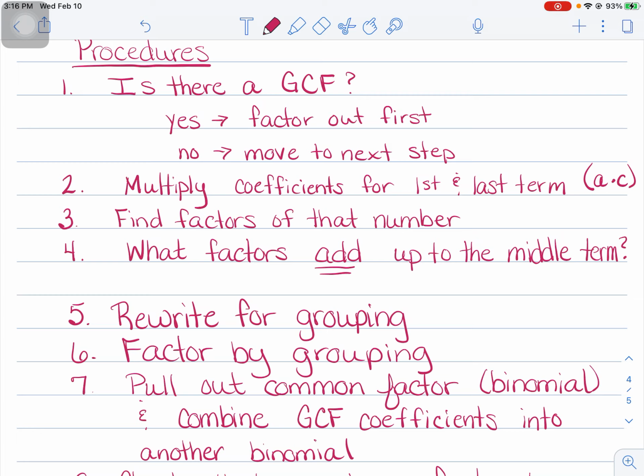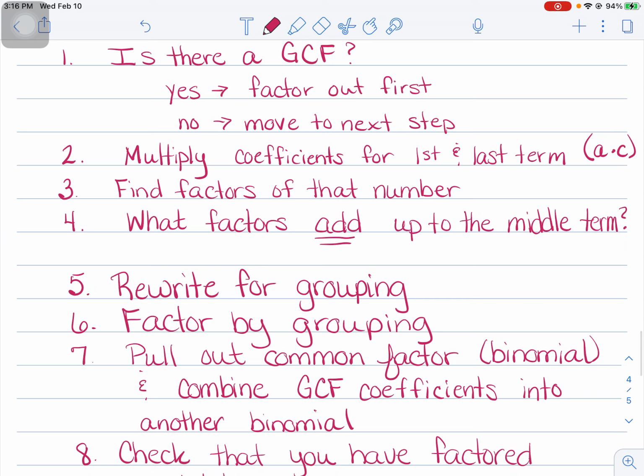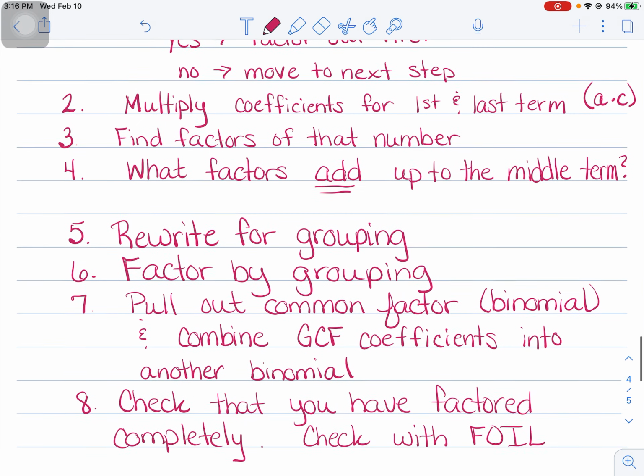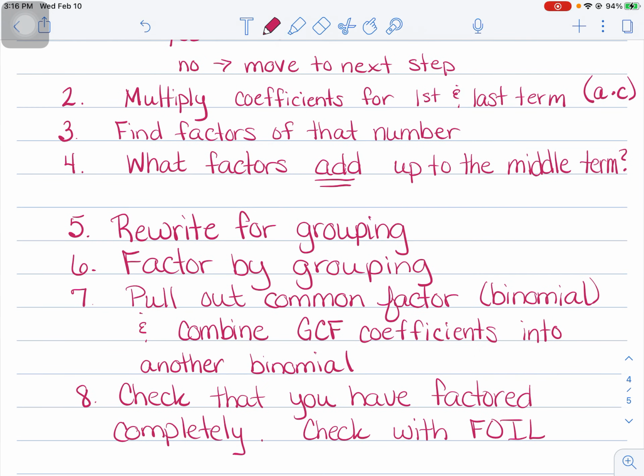Now, you may have to rewrite for grouping if that coefficient was larger than 1. If it wasn't, then it's pretty simple. You're going to factor by grouping and then pull out the common factor of the binomial and then combine the greatest common factor coefficients that you had factored out into the other binomial. You always want to make sure you factored completely and then check with your FOIL or distributive method to go back.